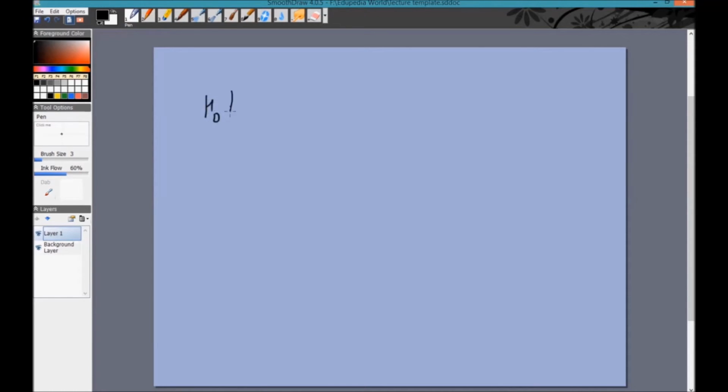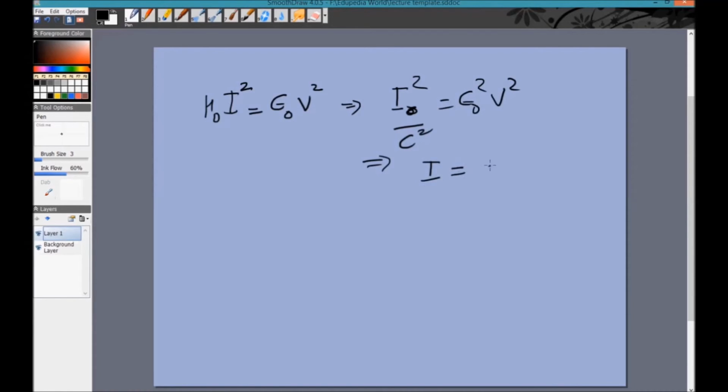Option A says that mu naught I squared is equal to epsilon naught V squared. I'll just try to simplify it a little bit further. We know that mu naught epsilon naught is 1 by c squared. So mu naught is 1 by c squared epsilon naught. So this gives me I squared by c squared is equal to epsilon naught squared V squared, which gives, these are all dimensional equations by the way, I is equal to c epsilon naught V. Right, V by I is R. So we get R is equal to 1 by c epsilon naught.